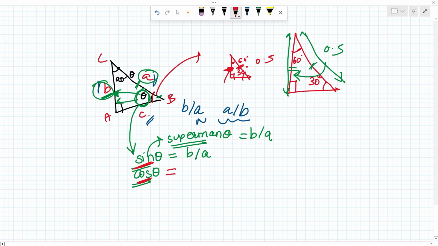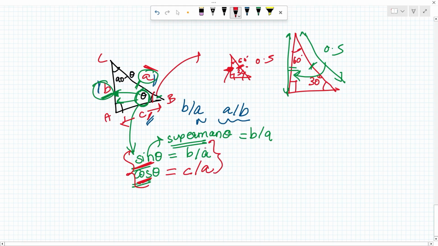So cos theta, we will define it as the side adjacent to angle B, so that is C. Note that there are now two sides adjacent to angle B. Even side C is adjacent to angle B, and side A is also adjacent to angle B. Whenever I say side adjacent to angle B or side adjacent to angle theta, that's going to be the side which is not the hypotenuse. So in this case, that is C. So side adjacent to angle theta divided by the hypotenuse, that is A. So we just define these quantities.